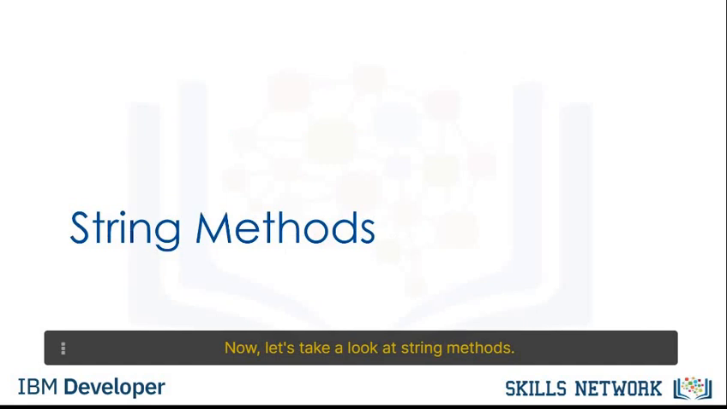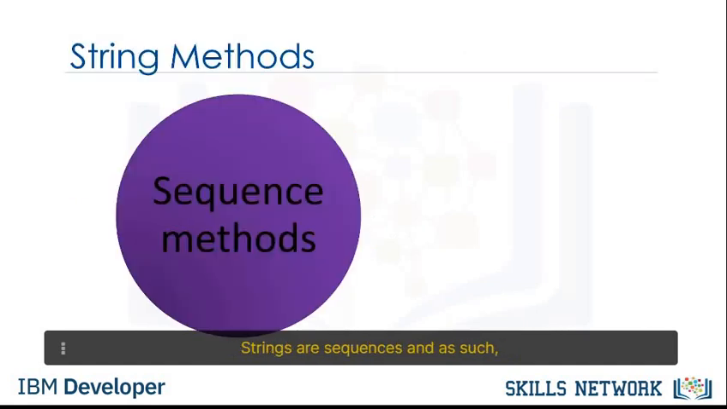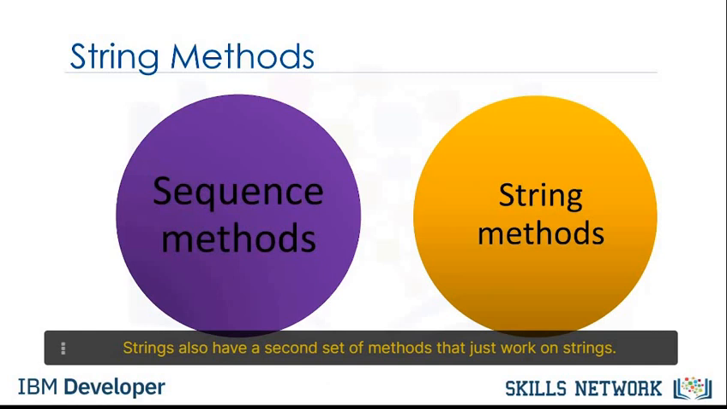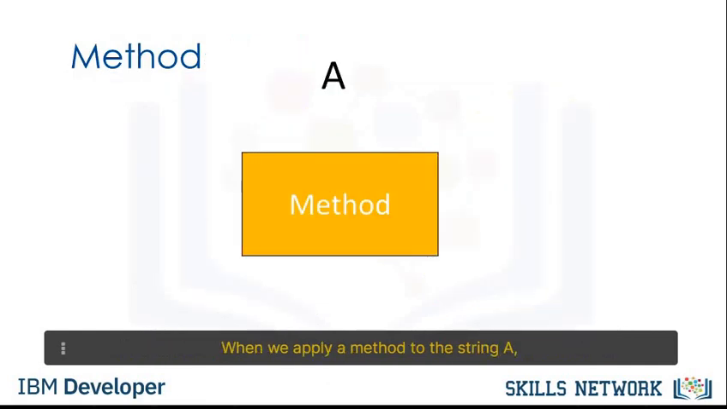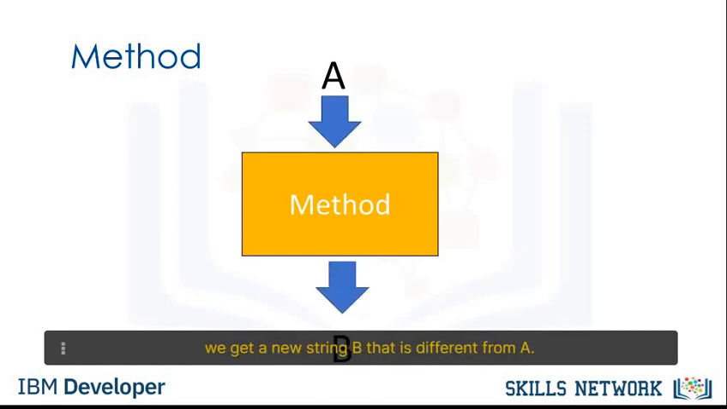Now let's take a look at string methods. Strings are sequences, and as such, have methods that work on lists and tuples. Strings also have a second set of methods that just work on strings. When we apply a method to the string A, we get a new string B that is different from A.